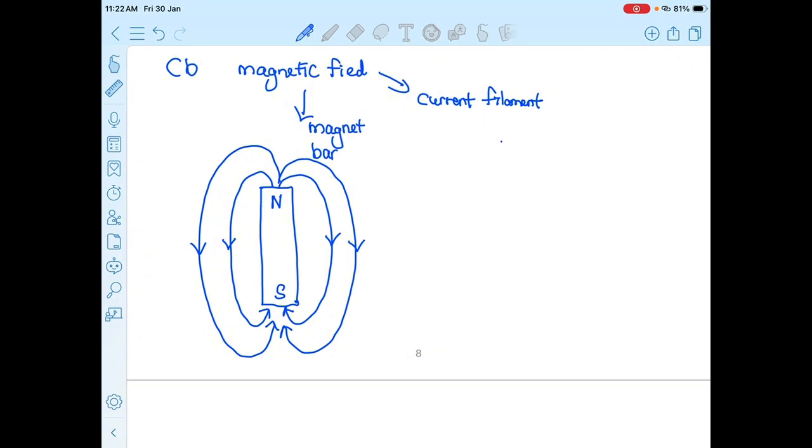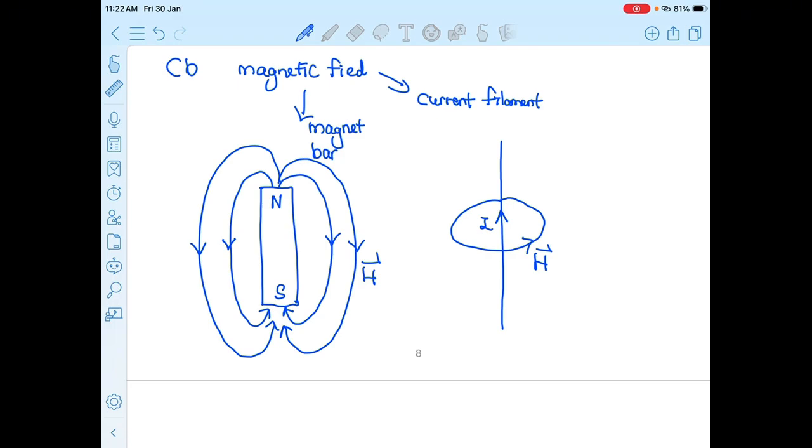And if the magnetic field is generated by a current, for example, this is the current, you can draw your magnetic field this way. If this is the I, this one will be your H. So this is the magnetic field line.